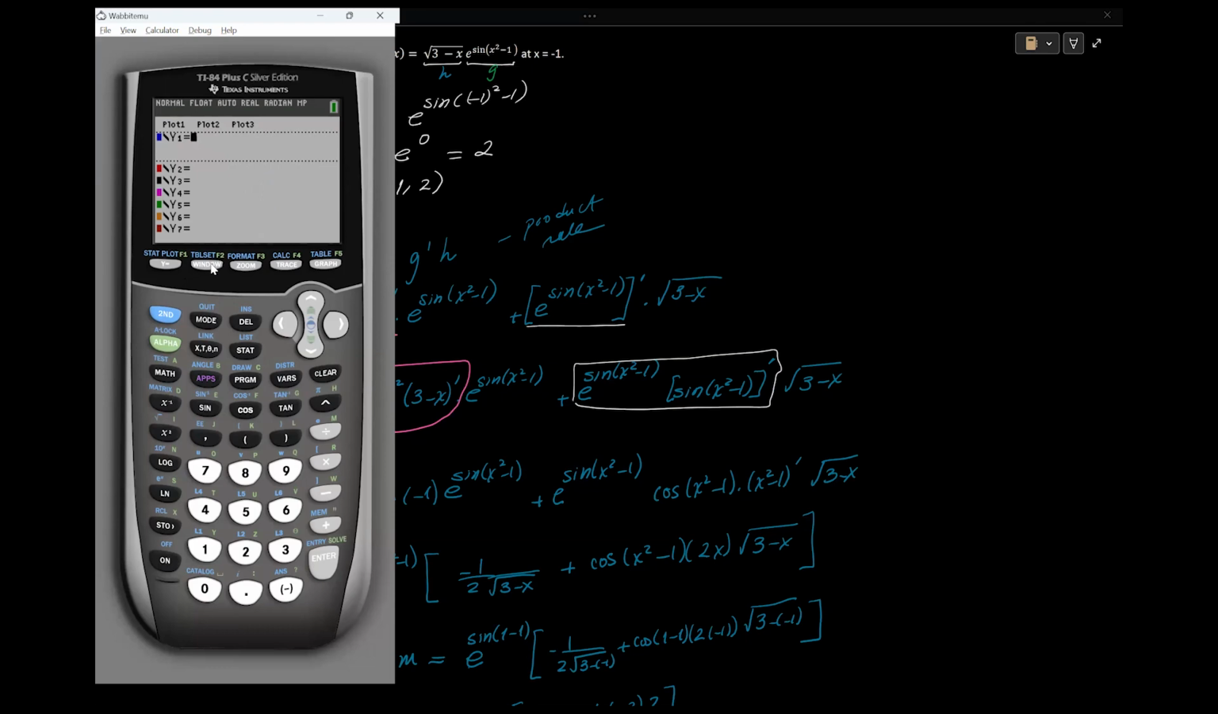Okay, so we will have the root of 3 minus x, and then the exponential of sine, where is it? Right here, of x squared minus 1. And let's graph it.